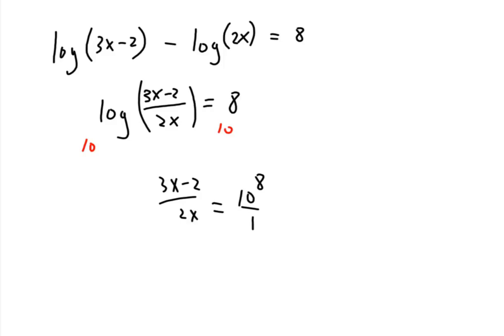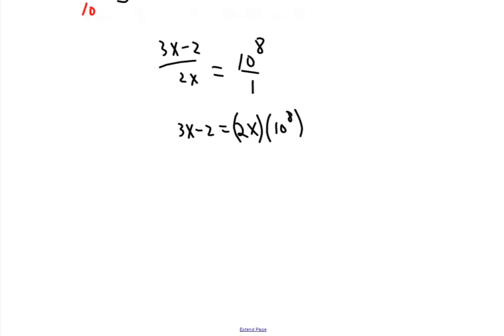We get a big number, but I get this: 3x minus 2 equals 2x times 10 to the 8th power, correct? Well, that was hard. That 10 to the 8th power, isn't that just a number? Yeah. Can't I just write it as a coefficient then? What's 10 to the 8th power? That's a 1 with 8 zeros, right?